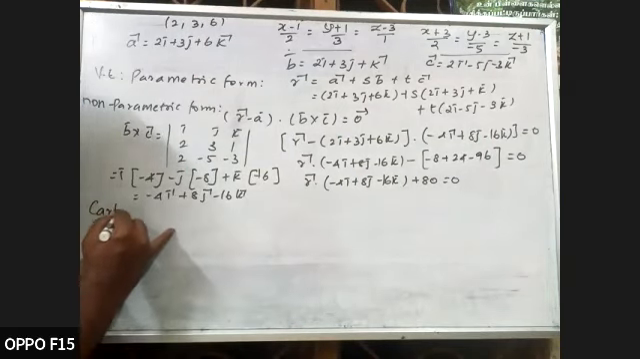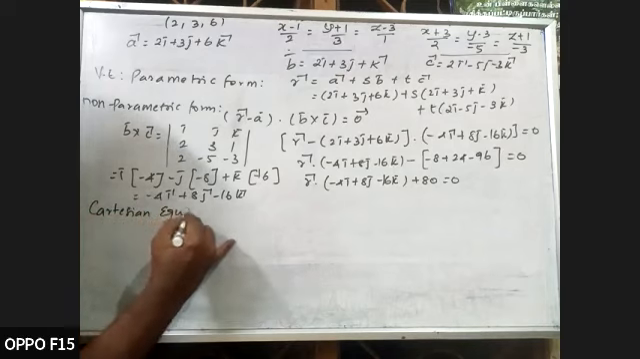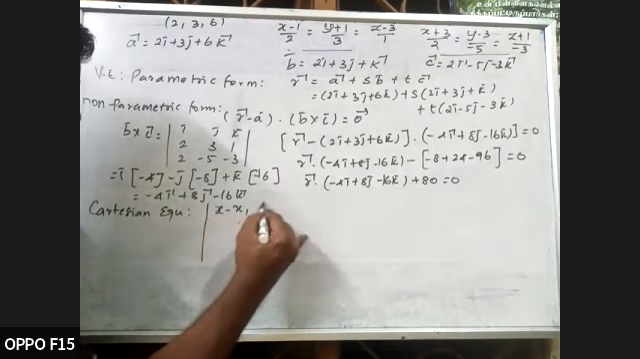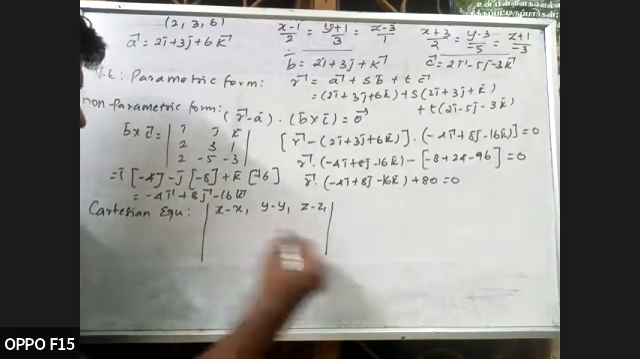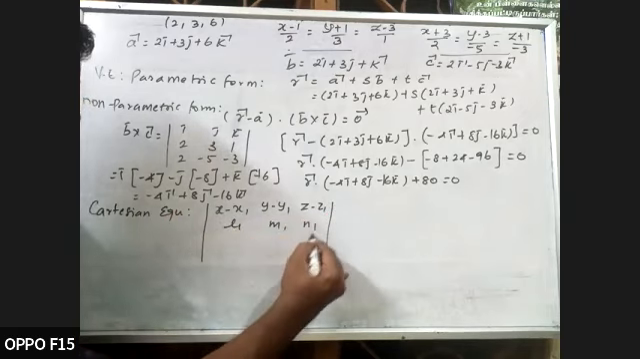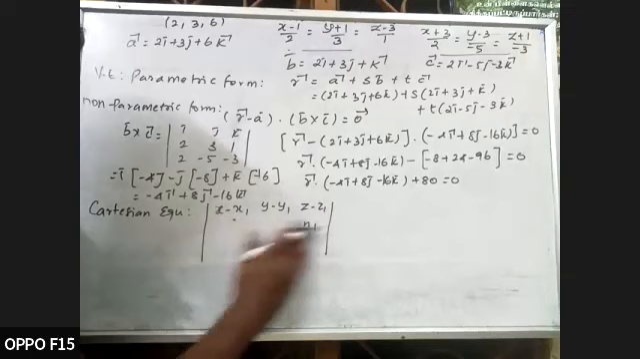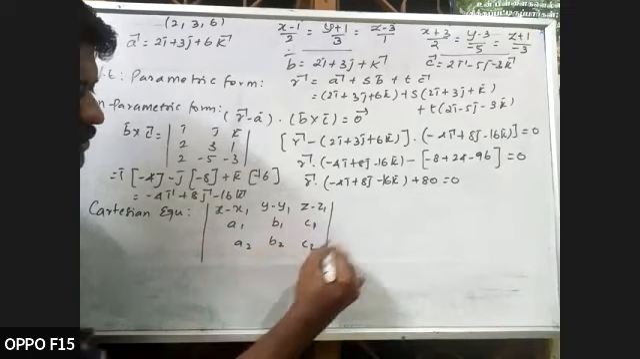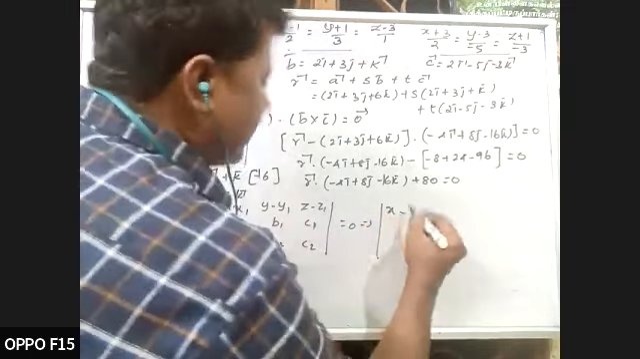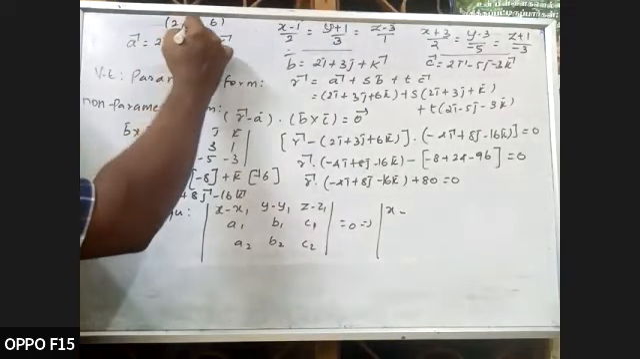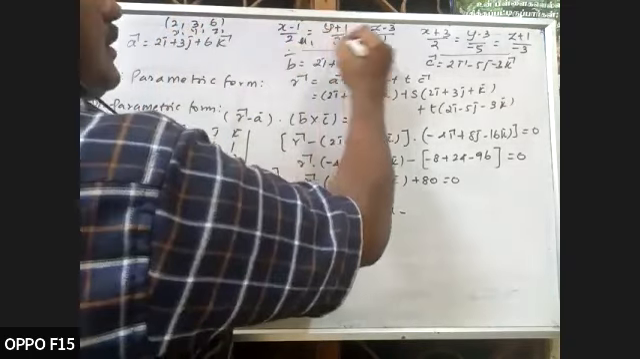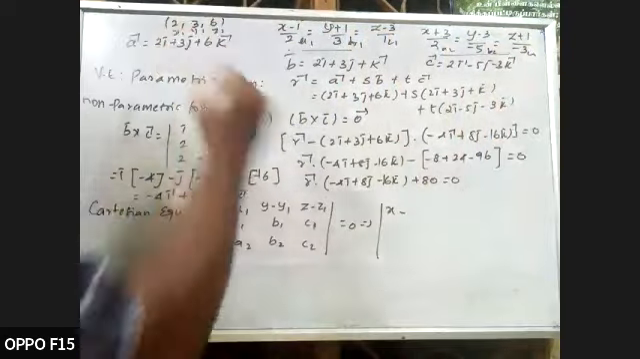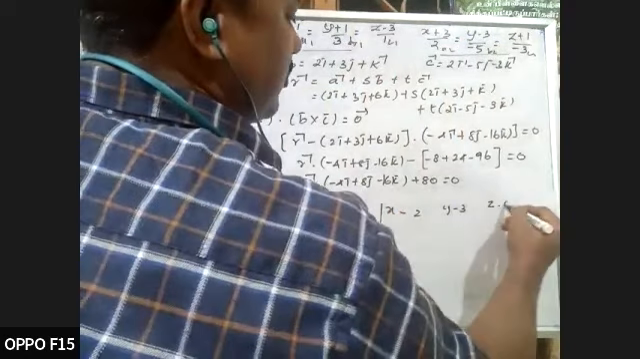Next, Cartesian equation. What is the Cartesian equation formula? If one point is given, I can write this as x minus x1, y minus y1, z minus z1. Next the l1, m1, n1, l2, m2, n2 as the direction ratios a1, b1, c1, a2, b2, c2, which is equal to 0. This implies x minus the point 2, 3, 4 is the x1, y1, z1. Now you just write x minus 2, y minus 3, z minus 6.